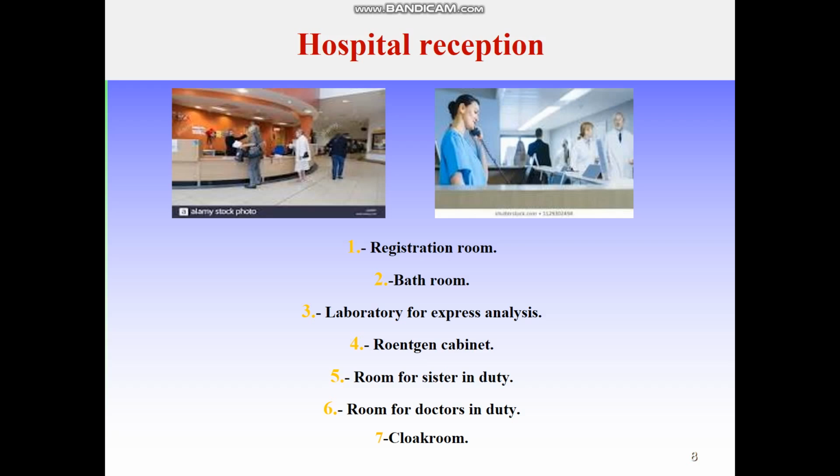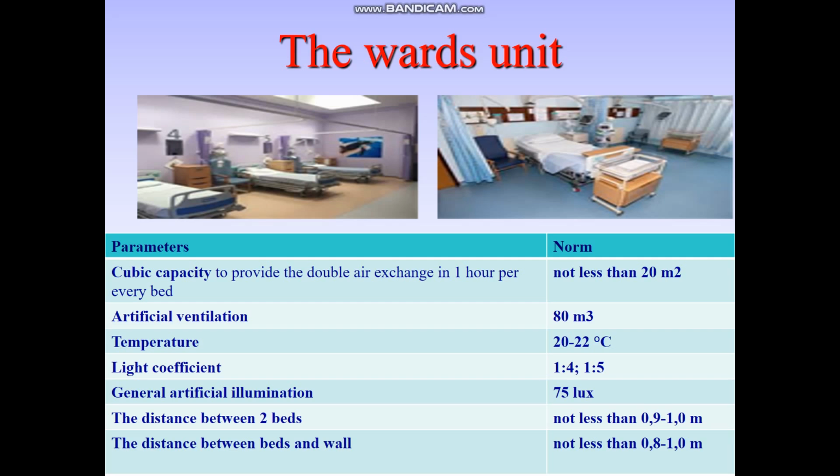Daily number of visitors must be equal to 10% of the number of hospital beds in a city hospital, 2% for a tuberculosis hospital, and 12% for maternity. In reception, there is a small ward for patients with undiagnosed disease. The reception contains a room, bathroom, laboratory for express analysis, rentgen cabinet, room for the sister on duty, room for the doctor on duty, and cloak room. The main part of the hospital is a wards unit.